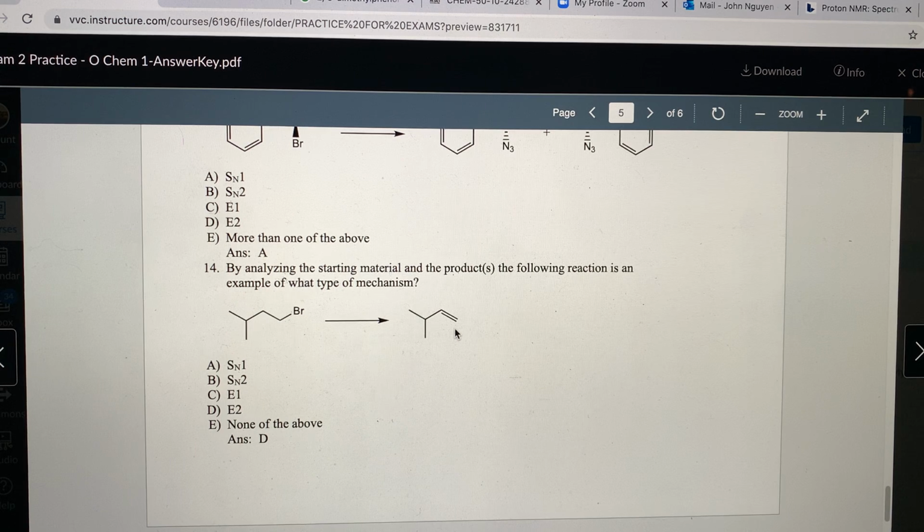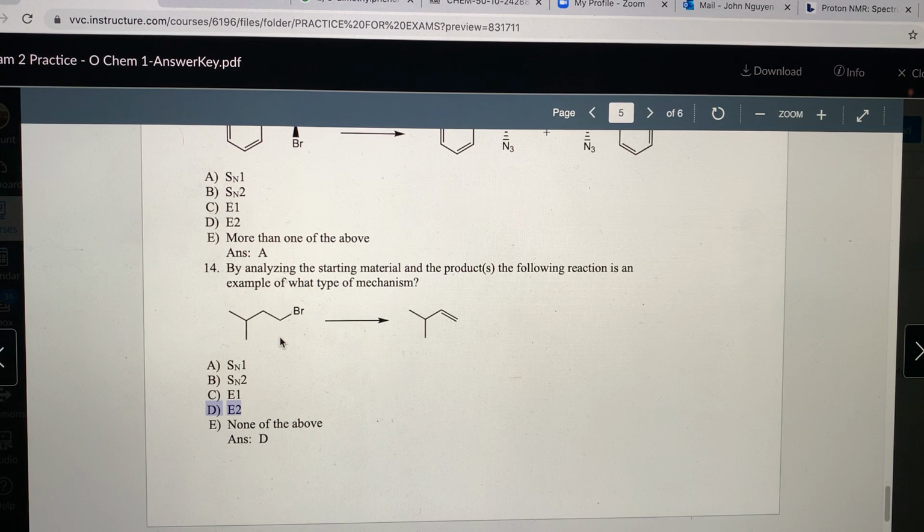But now the question is, is it E1 or E2, right? Remember, E1 needs a cation intermediate, so it cannot be primary because a primary cation is not stable. You have to have at least a secondary. Okay, so this is primary, so it has to be E2. It has to be D right here, E2. Okay, why? Because it's primary. That's the reason why. If it's secondary or tertiary, it could be E1.